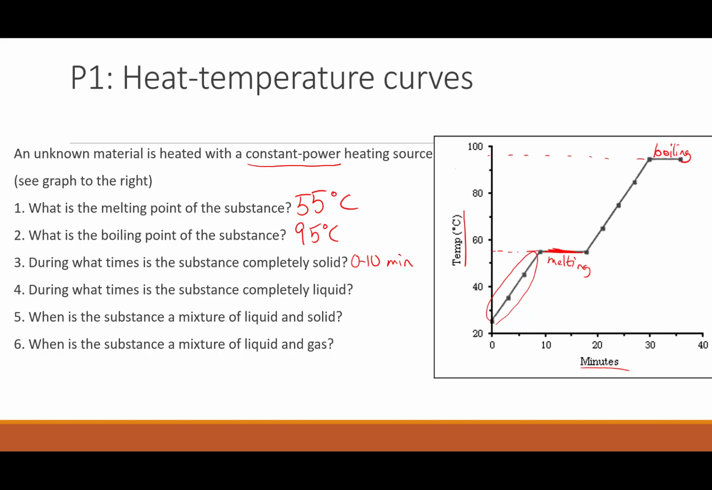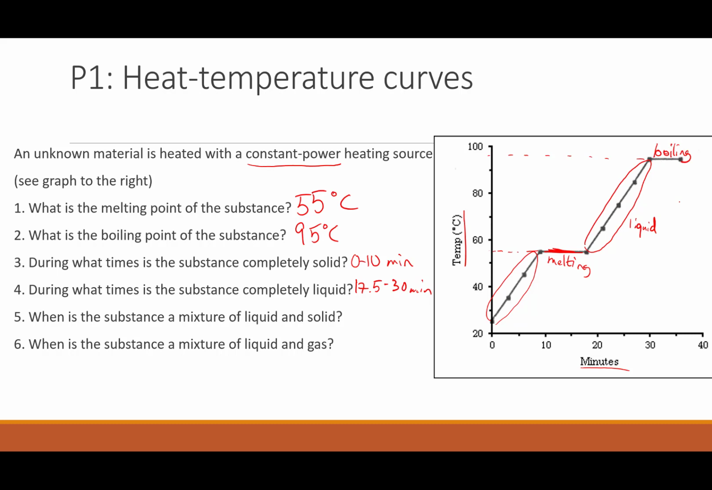During what times is the substance completely liquid? Well, if we have solid, then we melt it. It's going to be completely liquid after that as we keep adding heat, and the temperature is going to increase here. Liquid. So that's about 17.5 to 30 minutes.